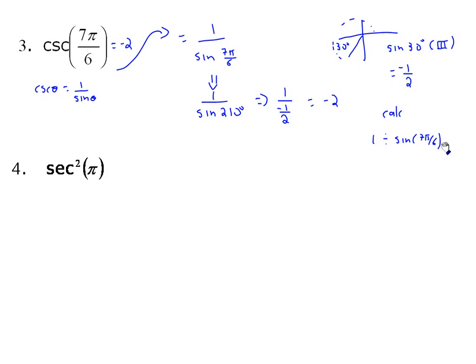Next question is the secant squared of pi. So I'm throwing in a few variations of things that don't fit into those exact ones that we've seen. See, really, this is the secant of 180 degrees all squared. And that is equal to 1 over the cosine of 180 degrees squared.